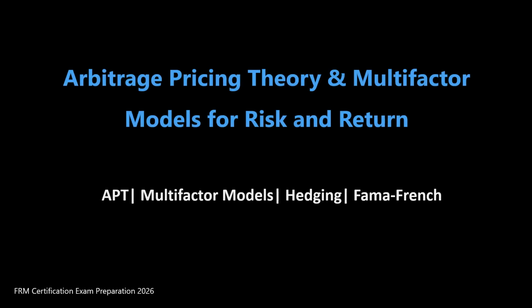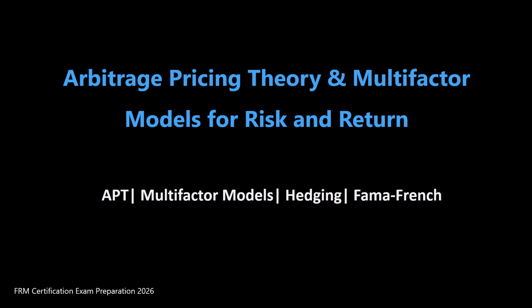Welcome to this FRM tutorial on arbitrage pricing theory and multi-factor models of risk and return. In this session, we will move carefully from the intuition behind APT to its formal equations, then to multi-factor return estimation, hedging applications, and finally the Fama-French three-factor model. The goal is not just to memorize definitions, but to understand how these models work, why they matter in practice, and how they are tested in the FRM exam context.